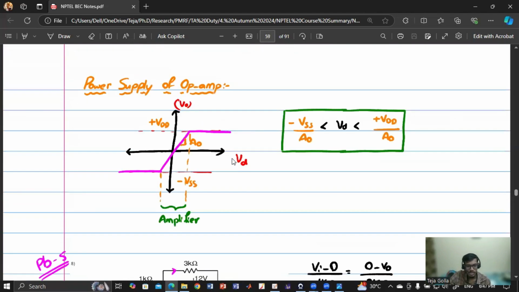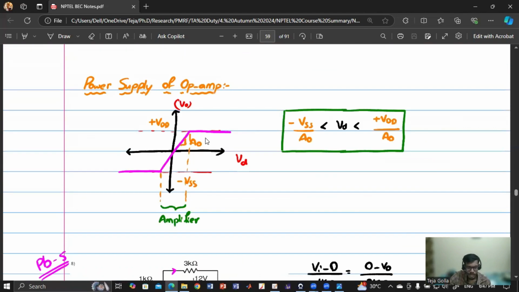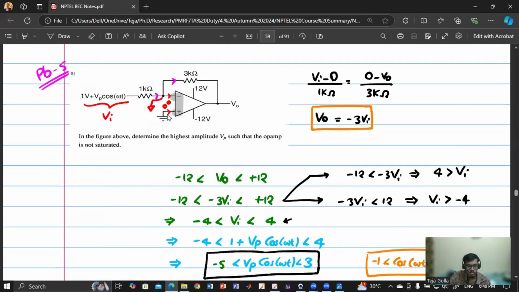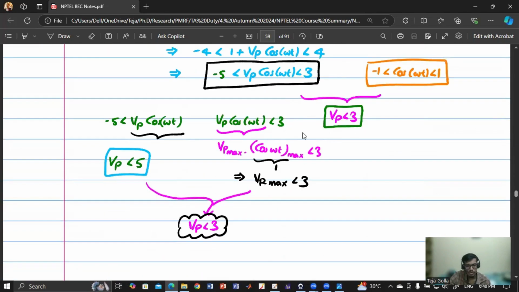And then we also saw the power supply of the op-amp. The op-amp will have a power supply, and it might get saturated if the input is not in the linear region. Only when the input is in the linear region will the op-amp act like an amplifier. If the input is in the other region, then the op-amp will be saturated to the power supply, which could be plus 12 and minus 12. So we have seen what the input should be so that the output will not get saturated, and we have seen a few problems on that.